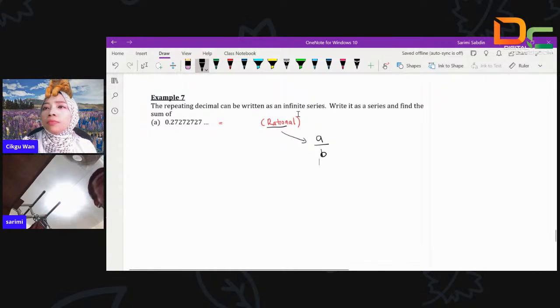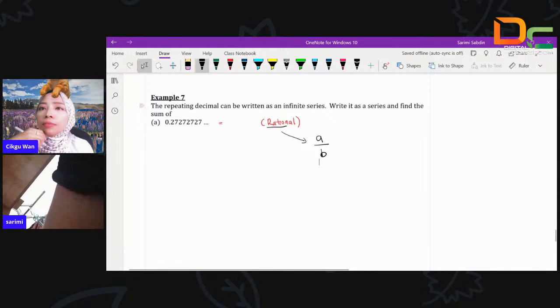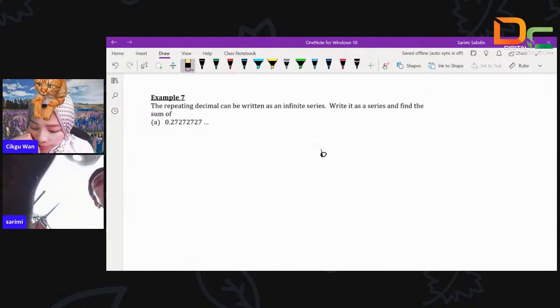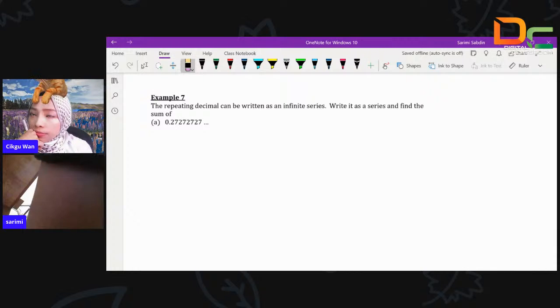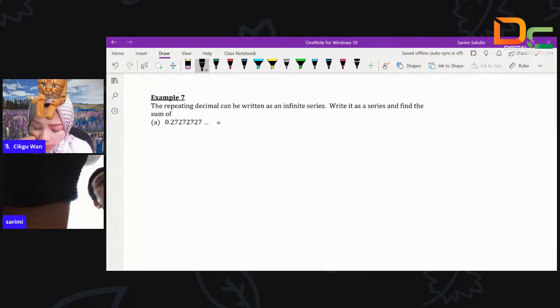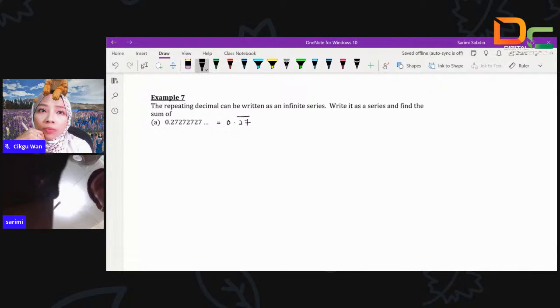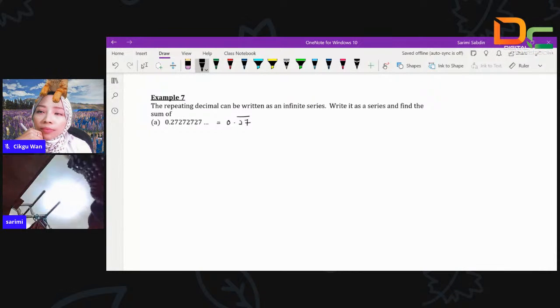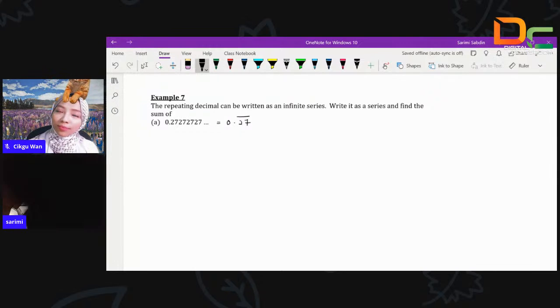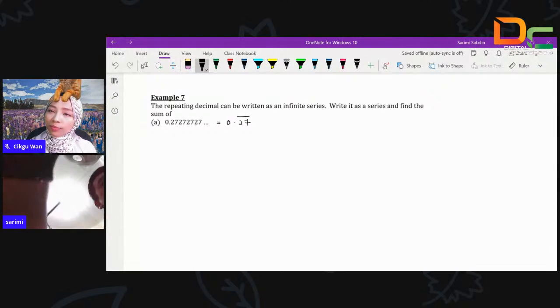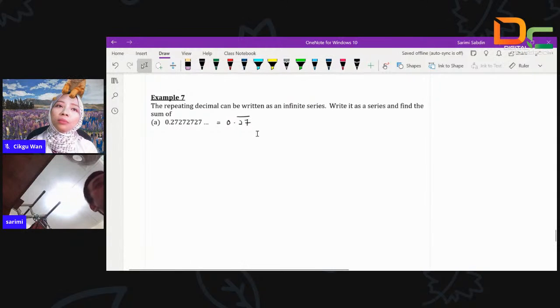Okay, so how we going to do that? We can use geometric sequence. Okay, so 0.27272727 and so on. Sometimes we can write as 0.27 with a bar on these two values, means that the value is repeating at the digit 27. Kalau ada nampak bar ni, maksudnya nilai yang berulang tu, dia akan berulang pada 27, 27, 27. So tak perlulah tulis banyak kali 27. Just put a bar on the number to indicate that the number is repeating.